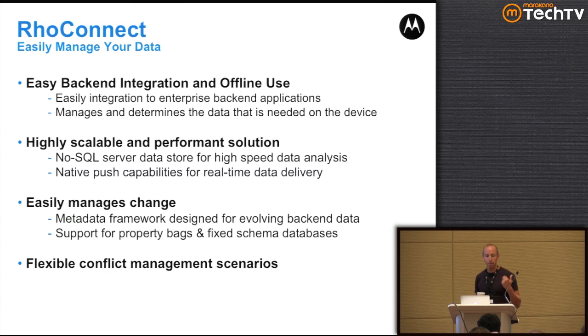So beyond that, the benefits of RhoConnect are easy backend integration and offline use. This is just a quick highlighting of some of the bullets that Mark pointed out. It is more scalable because of the use of NoSQL data. It's not because we're smarter. It's because we used a Redis database. We had second mover advantage, right?